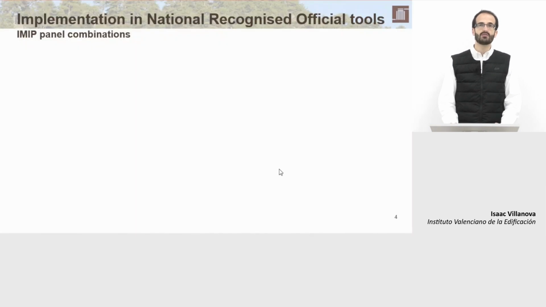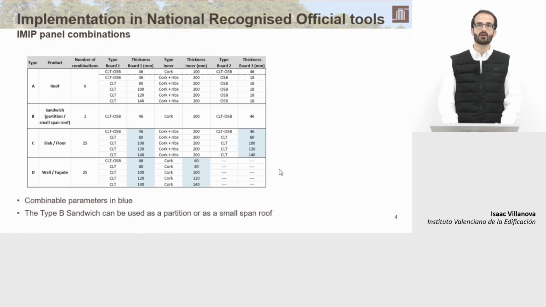But we need to know the IMIP panel combinations that we have to put in this price bank. There are four main types. The type A is a product made for roofs, and it has a total number of combinations of 6. The first combination is also the type B, the sandwich product, because this product can be used as a partition or as a small span roof. Thus, this type B IMIP panel has only one combination.